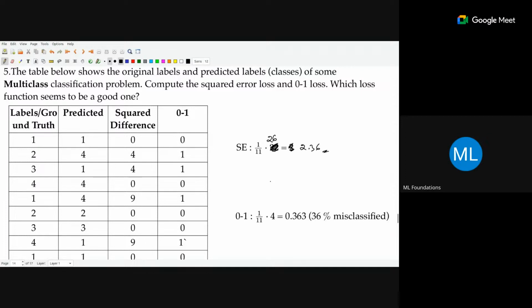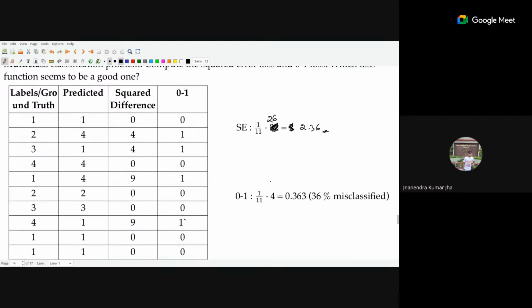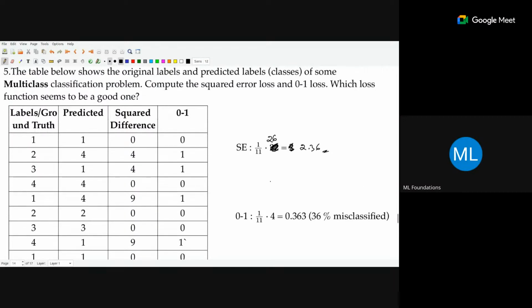Does it make any difference if I predict 3? Error is an error, right? If the label is actually supposed to be 2, and I label it 1, 3 or 4, all three are the same because it is not labeled 2. So that is why in this particular classification problem, 0-1 loss is a better loss function than the squared error loss.